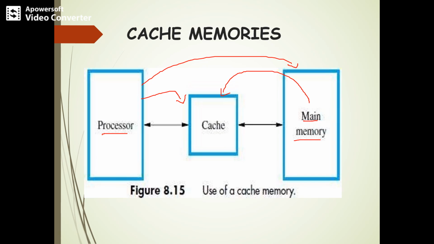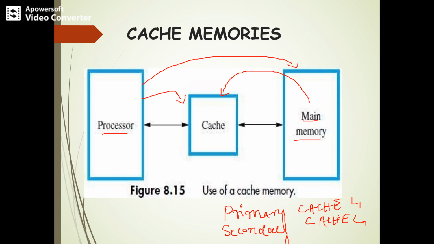Here we have two categories with respect to the cache. The first category is called the primary cache or level 1, and the second one is called the secondary cache or level 2. The primary cache is always located on the processor chip itself, and the secondary cache, called L2, is placed between the processor and the main memory.